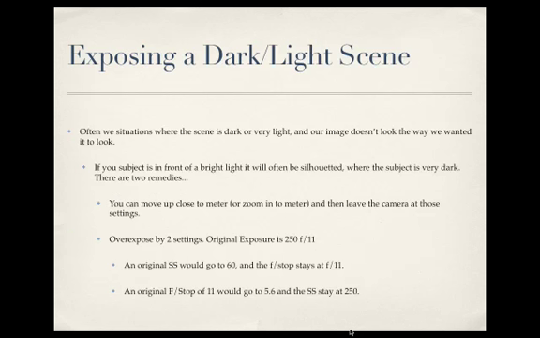Exposing a dark or light scene. We often see situations where the scene is very dark or light and our image doesn't look the way we wanted it to. If your subject is in front of a bright light, this is often what happens, and our image becomes silhouetted. And what happens is our camera thinks we're trying to shoot pictures of the bright light. And here are 2 ways to fix it.